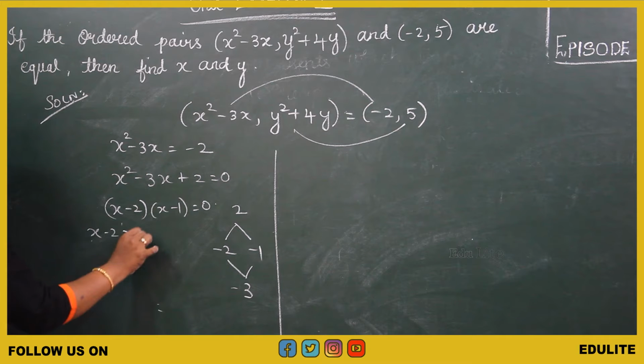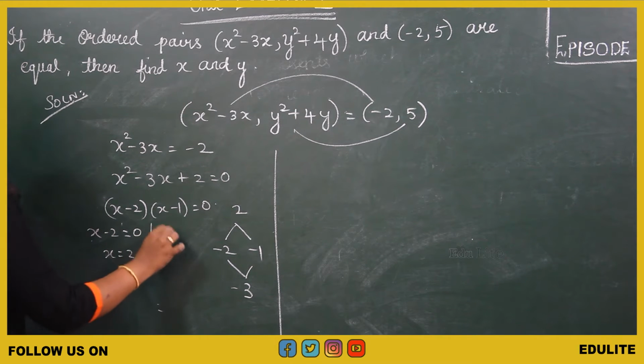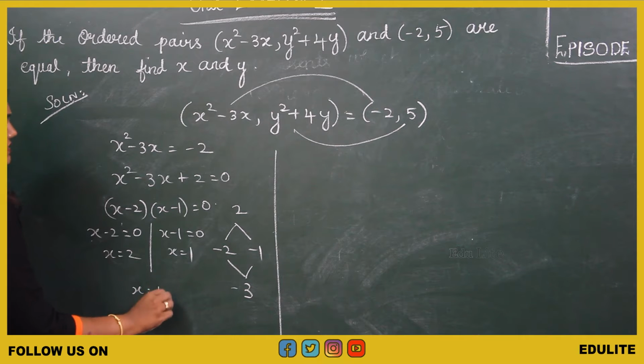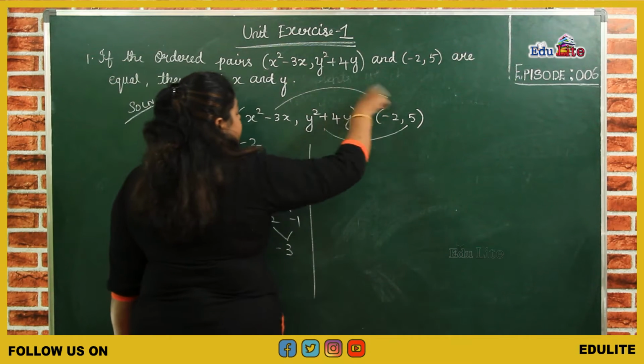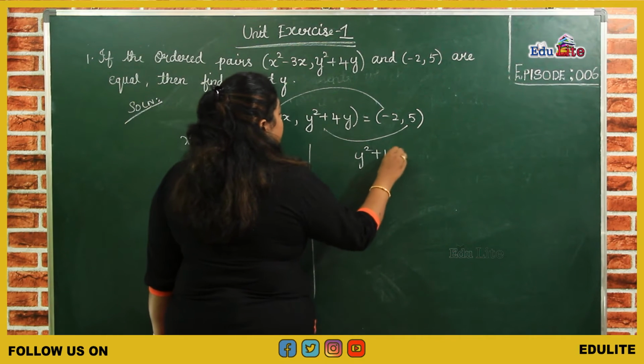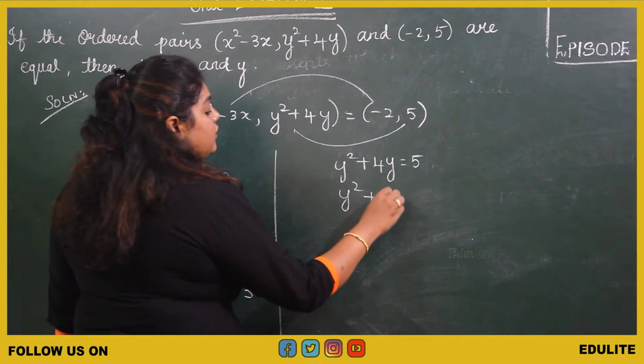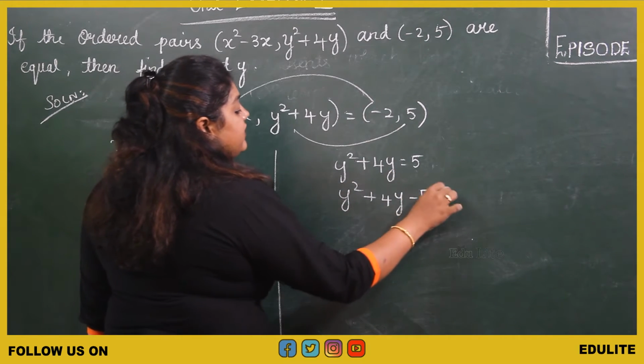Simplifying, x minus 2 equals 0, therefore x equals 2. x minus 1 equals 0, therefore x equals 1. The values of x are 1 and 2. For the second one, y squared plus 4y equals 5, so y squared plus 4y minus 5 equals 0.